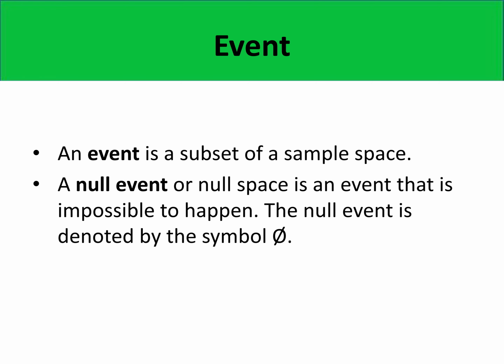In probability problems, we are expected to get the chance or the probability that a certain event will happen. Now, an event is a subset of a sample space, while a null event or null space is an event that is impossible to happen. The null event is denoted by the symbol for the empty set.